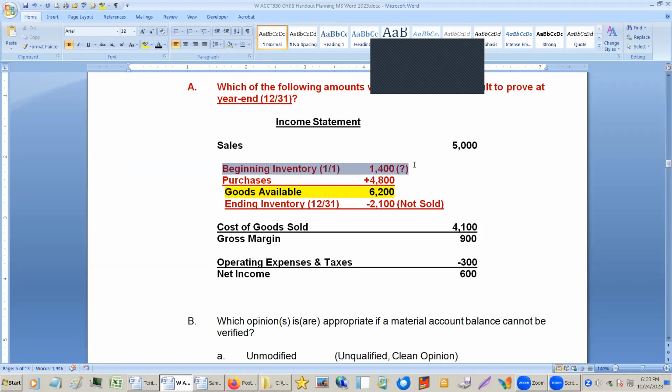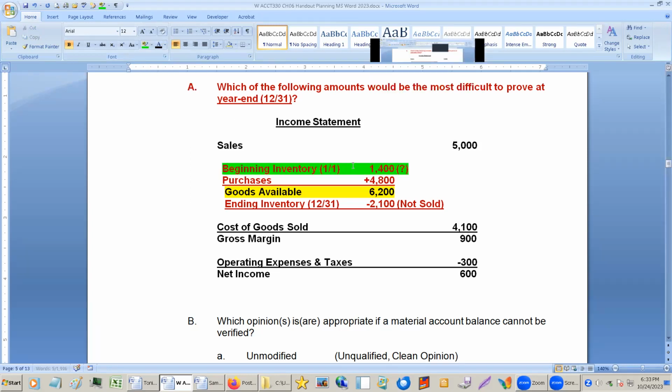So this one right here is the problem. So much of a problem I can't highlight it. This one is a problem.